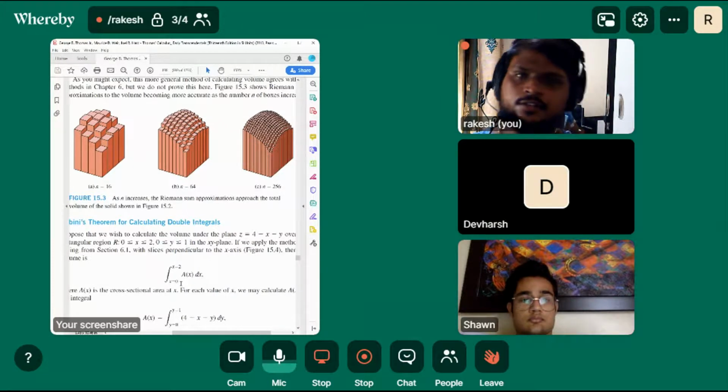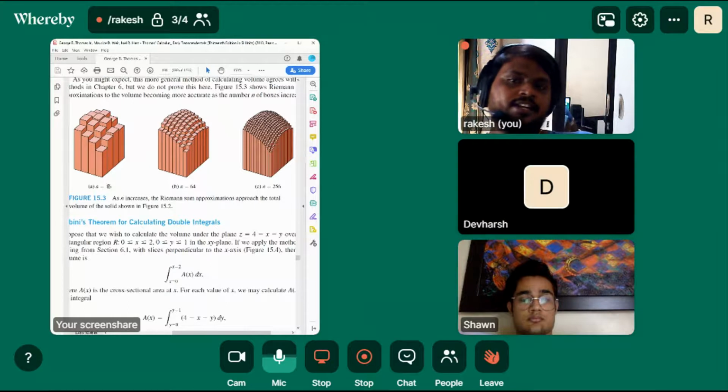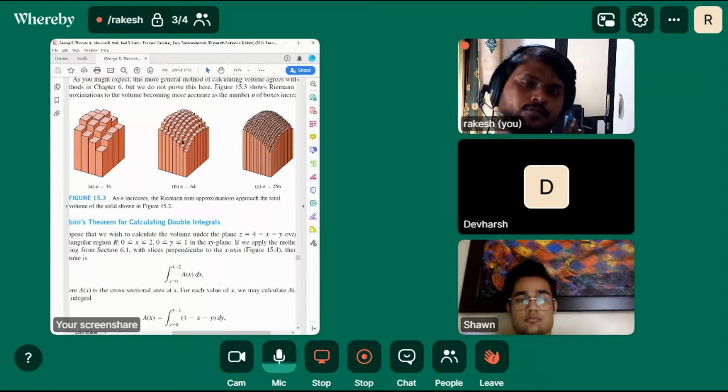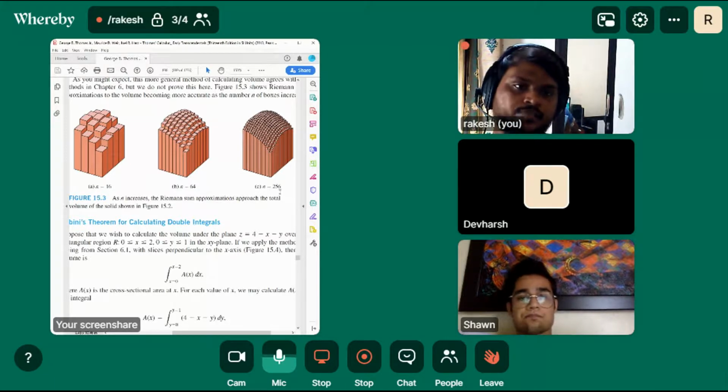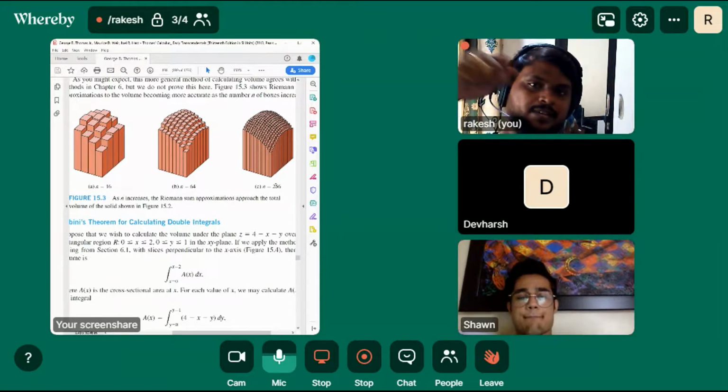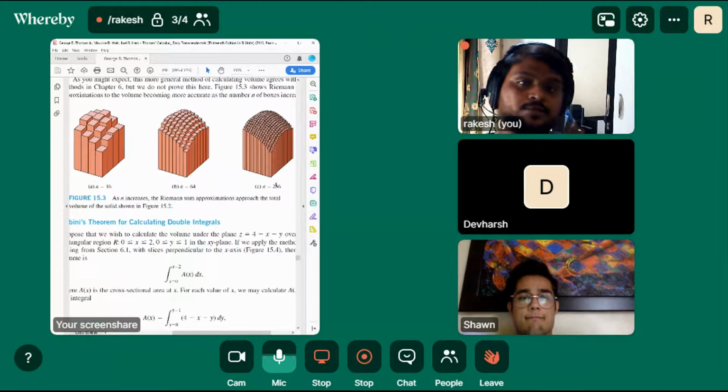We left off here. See, if we increase the number of rectangles, if n is equal to 16, see how we find a better approximate volume. If n is equal to 64, you can see that we are left with some little volume. But if we increase to n equal to 256, then it is more approximate, better than the previous cases. So if n tends to infinity, meaning the number of rectangles tends to infinity, we definitely get the exact volume under the surface, isn't it?